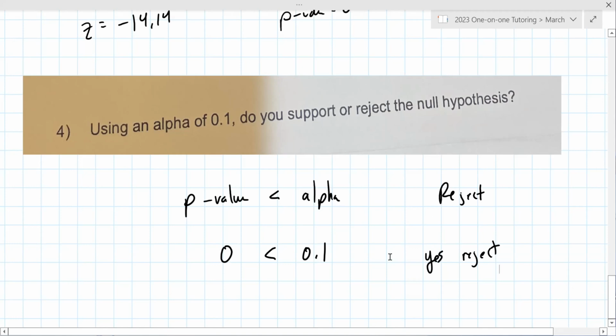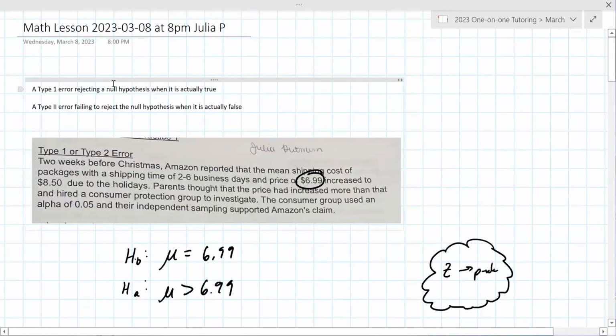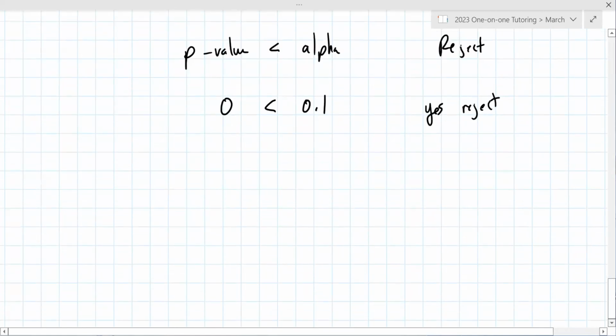Now, since you reject the null hypothesis, let me know when you get up to here. I don't want to ask you a question until you're ready. Okay. Since you rejected the null hypothesis, is that a type 1 or a type 2 error possibility? Rejecting the hypothesis. It's type 1. Yes. So if you reject the null hypothesis, there is the possibility of a type 1 error.